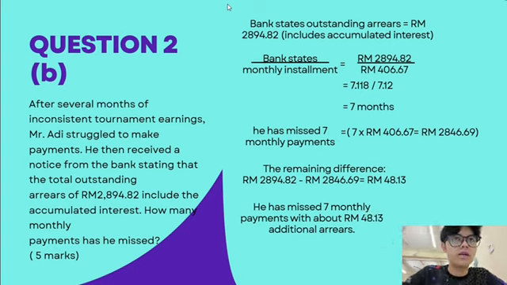He has made 7 monthly payments, which is 7 times 406.67 equals 2,846.69. The remaining difference is 2,894.82 minus 2,846.69, which we will get 48.13. He has made 7 monthly payments with about 48 ringgit and 13 cents additional arrears.